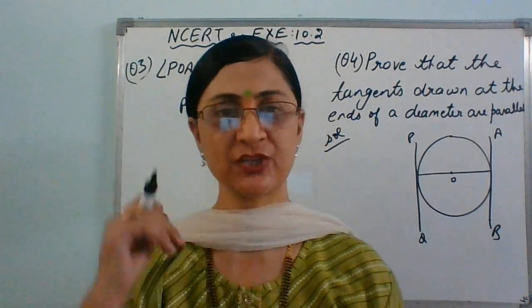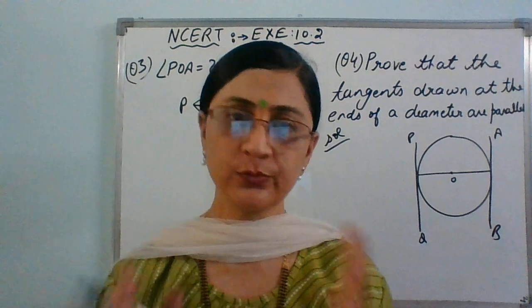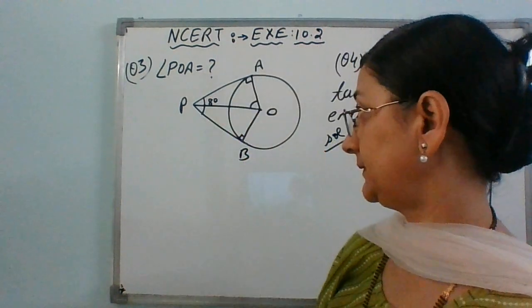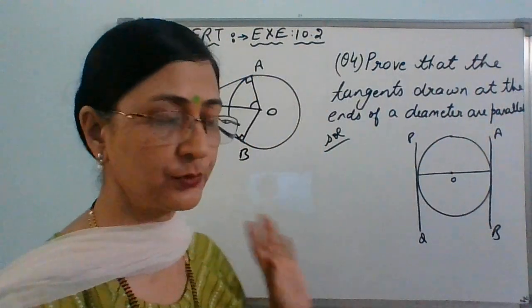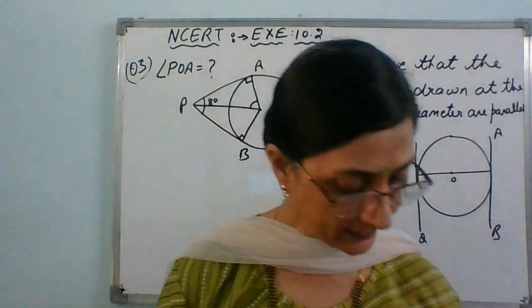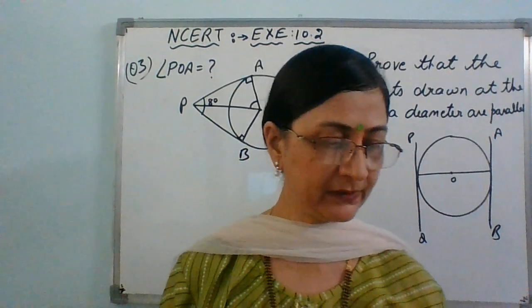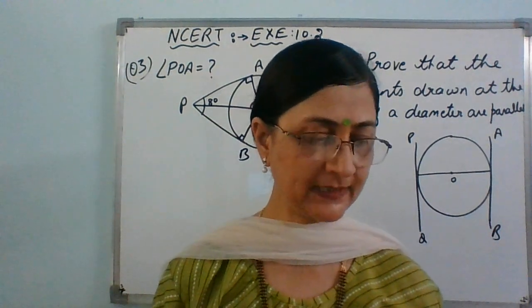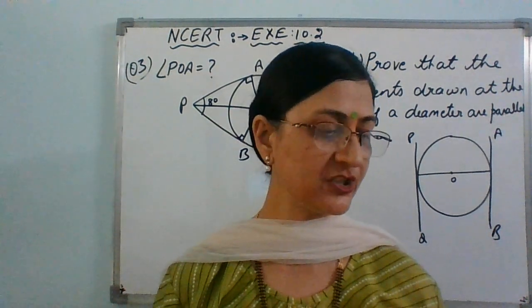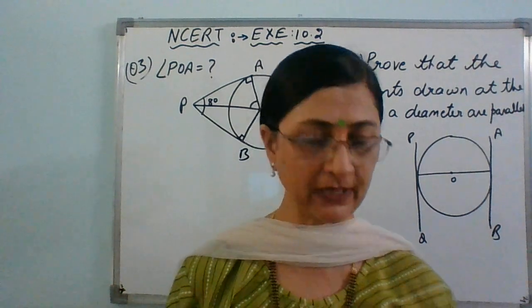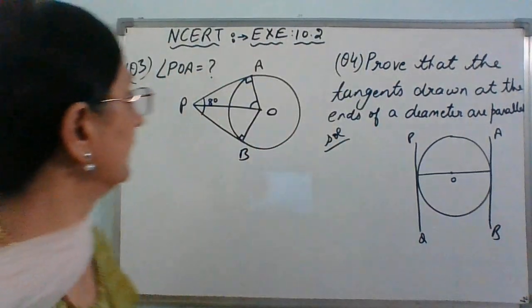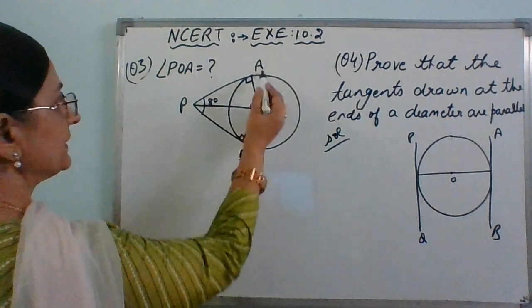Okay, now let us do question number 3 and 4. So we should know what question number 3 is. This type of figure we have to draw. The figure is not given in the book, right? They have just said that if tangents PA and PB from a point P to a circle with center O are inclined to each other at an angle of 80 degrees, then we have to find angle POA. Okay, so these are the tangents PA and PB.